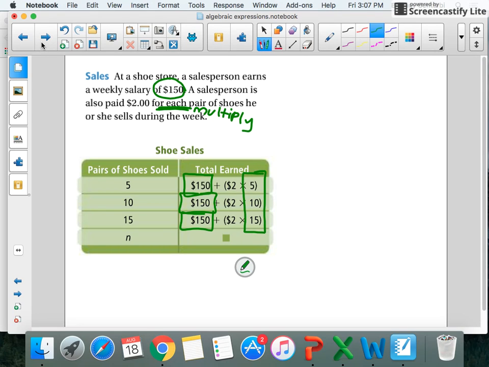So we write our equation, or our expression, it's going to say 150 plus 2 times, we'll give the number of shoes, we'll just make it S. So 2 times S, the number of shoes that are sold. So that way we could figure out if they sold 100 pairs of shoes, how much money they would make. We would just plug the number of shoes into the equation for S, multiply it by 2, and add 150.